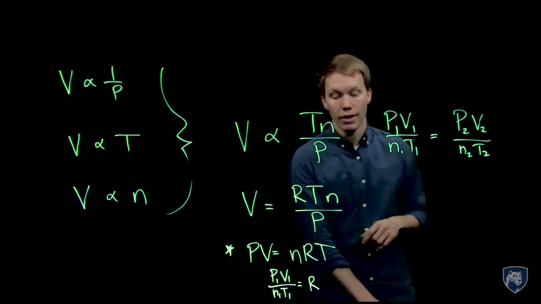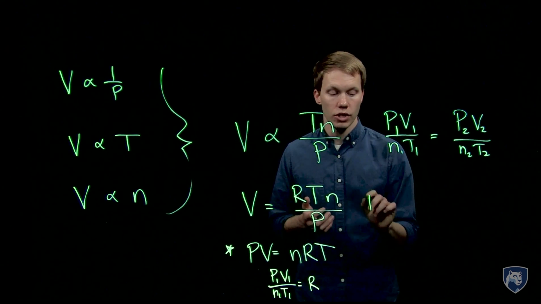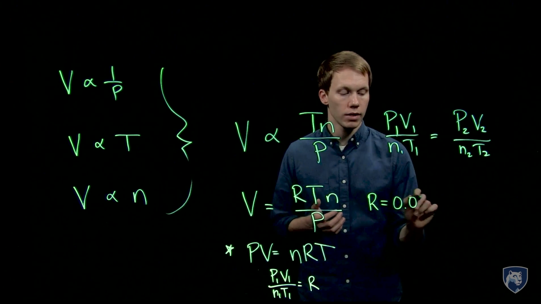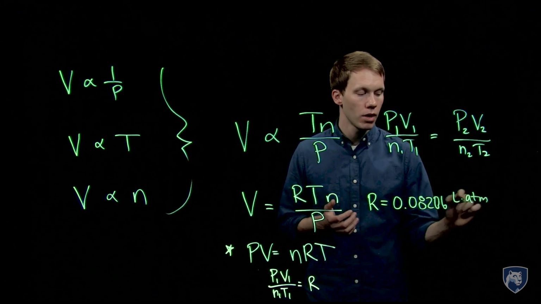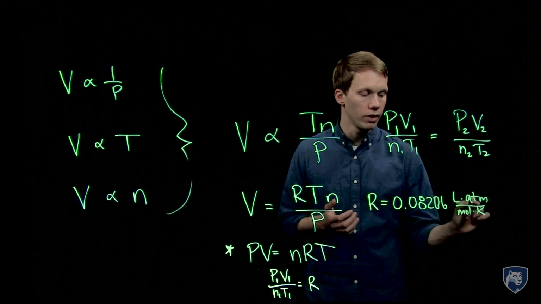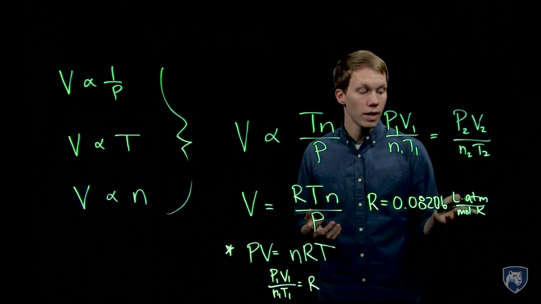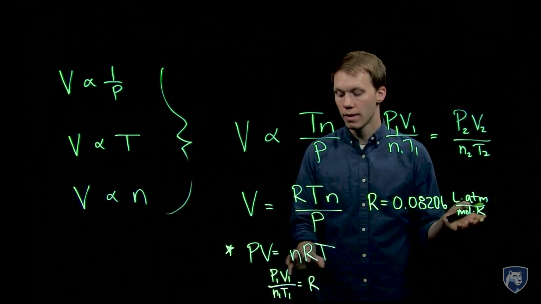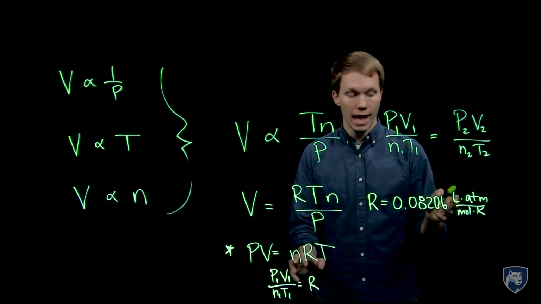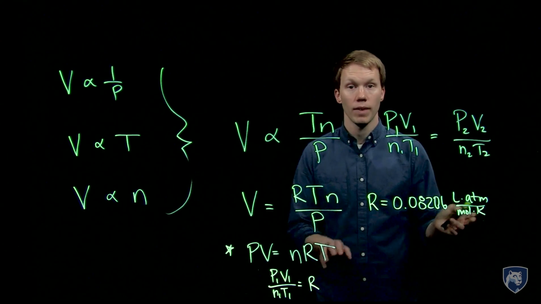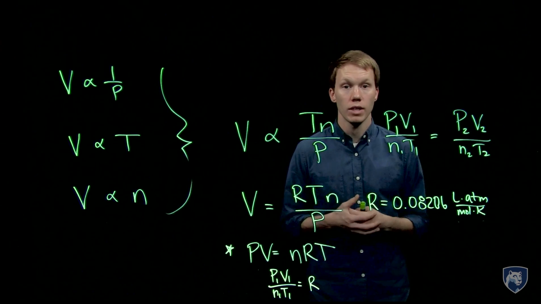And I will also point out that my R is a value that is on your data sheet. So R is equal to 0.08206 liters times atm per mole Kelvin. The units here on R can be used as a clue as to the units that you need to use for the variables in this equation. So pressure in atm, volume in liters, N in moles, T in Kelvin. As long as you use the appropriate units, they will cancel and you'll be left with the unit that you are solving for.